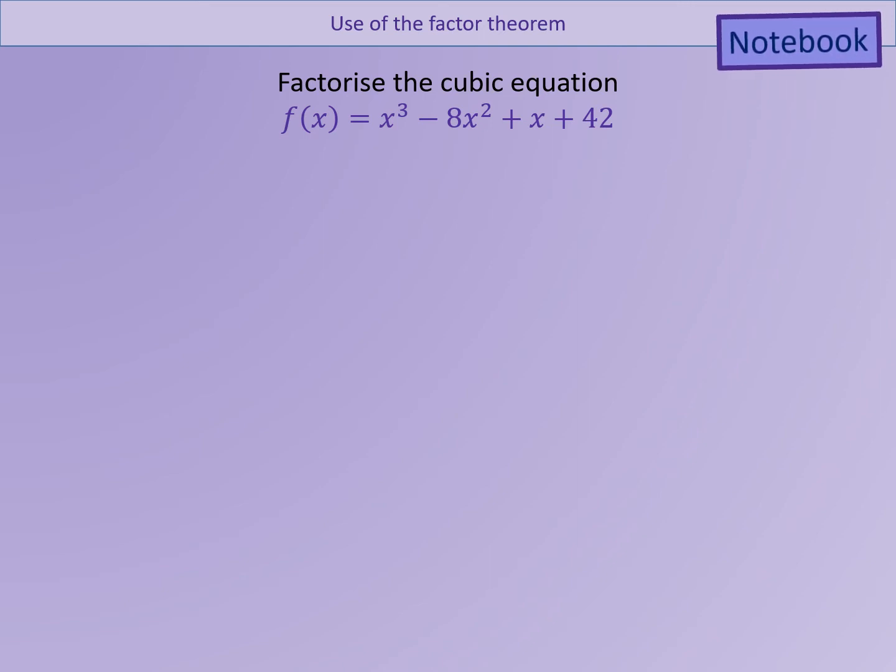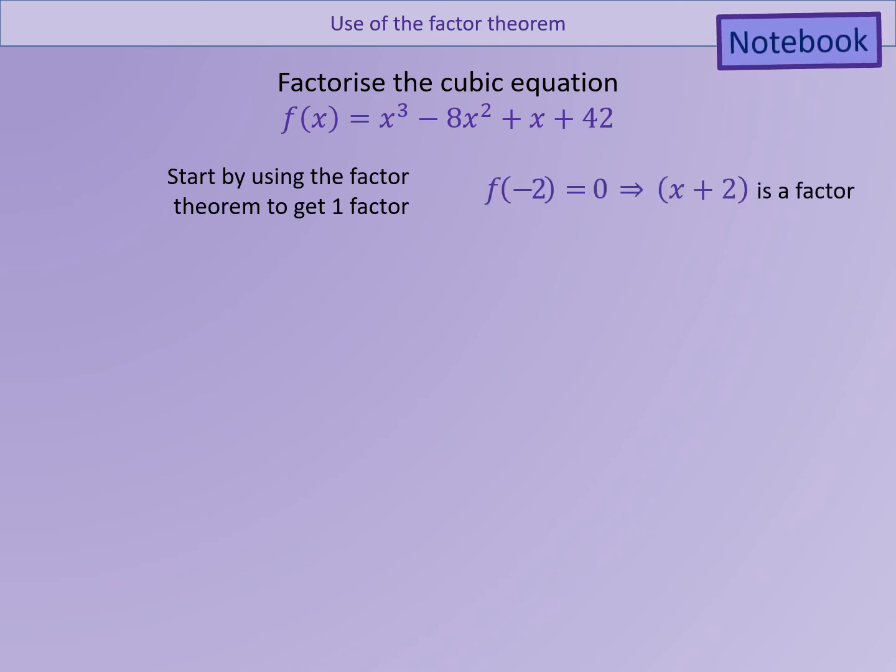So here we have a different cubic, x cubed minus 8x squared plus x plus 42. And we are going to factorize it once again into 3 factors. And this is how we would go about it. So number 1 is we start by finding one of the factors. So this is trial and error still, but we only need to find 1 using trial and error rather than 3 like we did in the previous slide. So if we substitute -2 into the cubic, we get a value of 0.